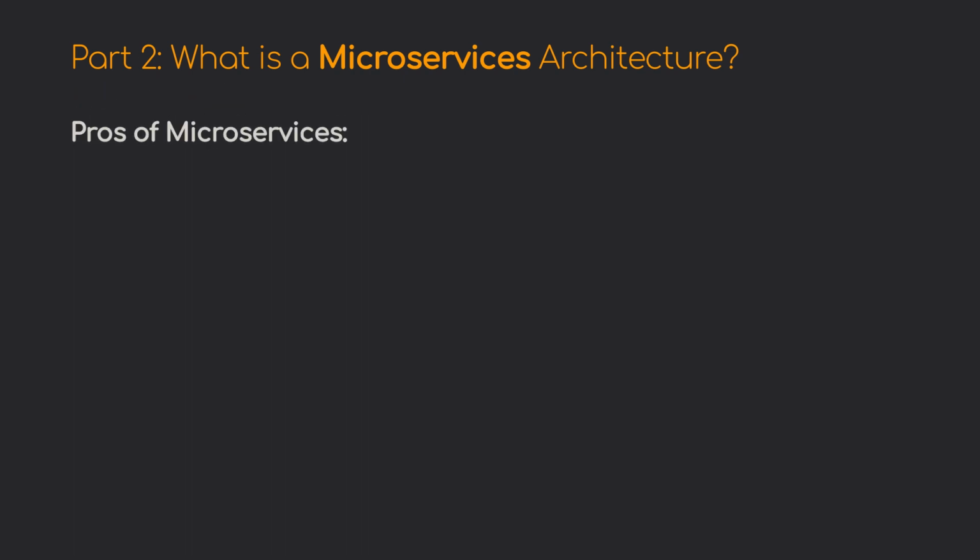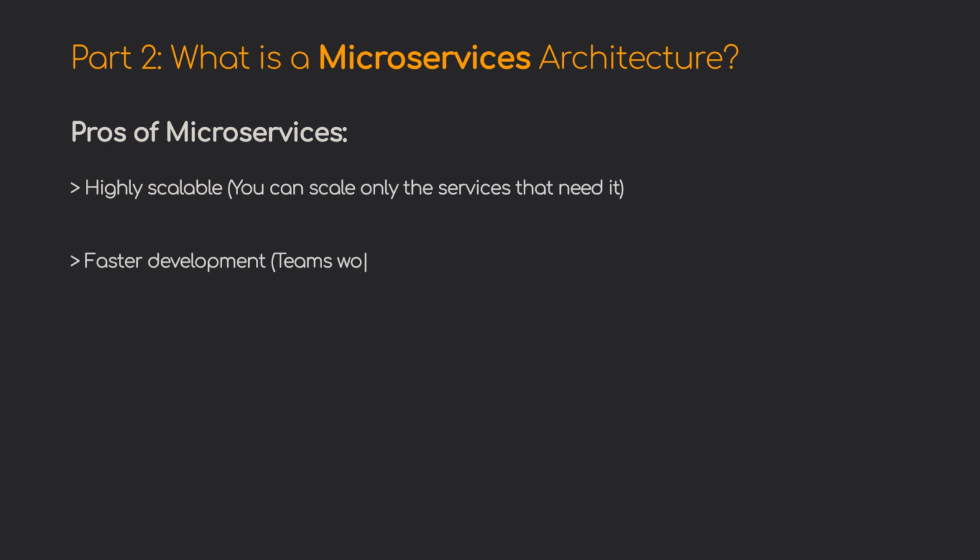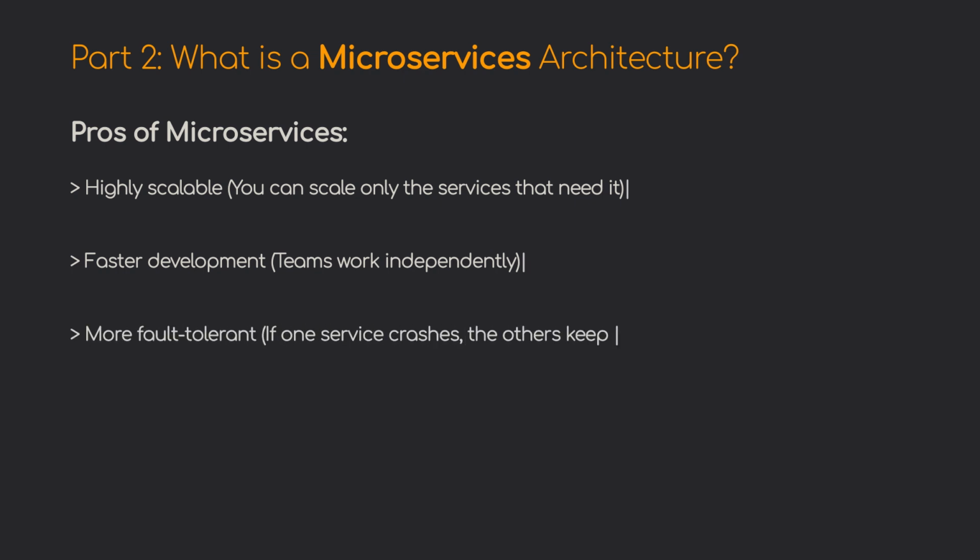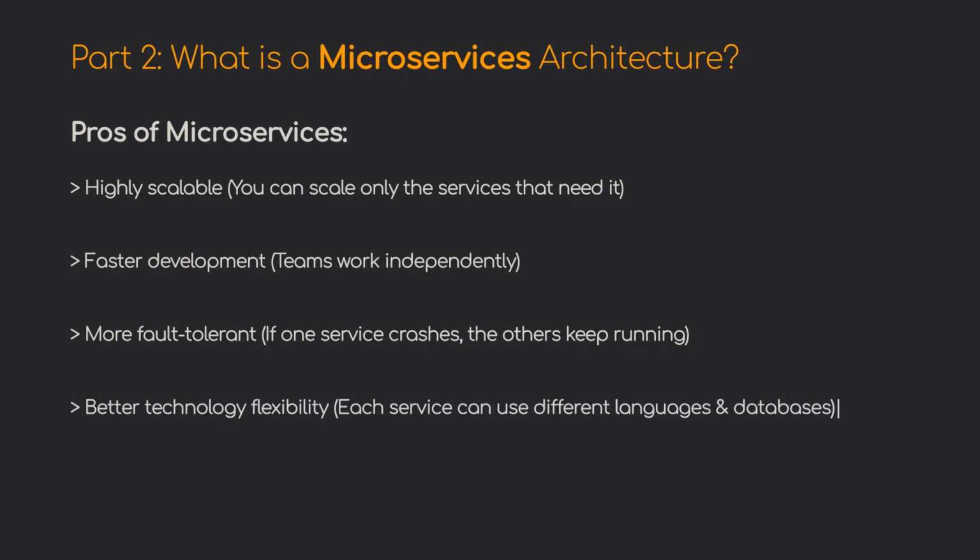Pros of microservices. Highly scalable. You can scale only the services that need it. Faster development. Teams work independently. More fault tolerant. If one service crashes, the others keep running. Better technology flexibility. Each service can use different languages and databases.